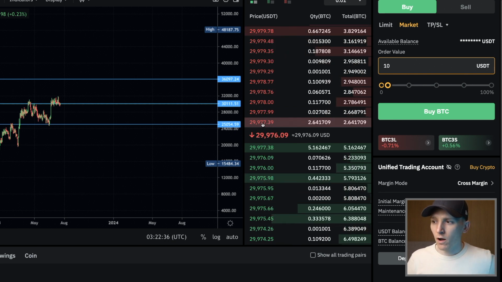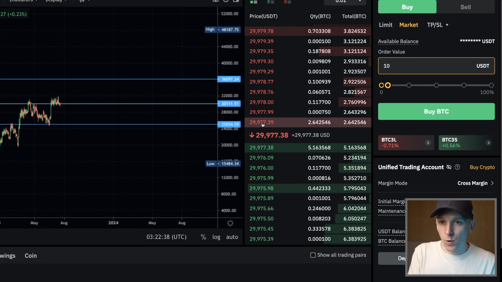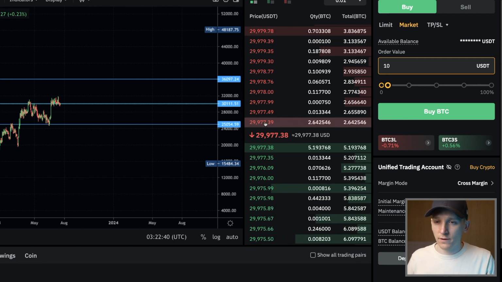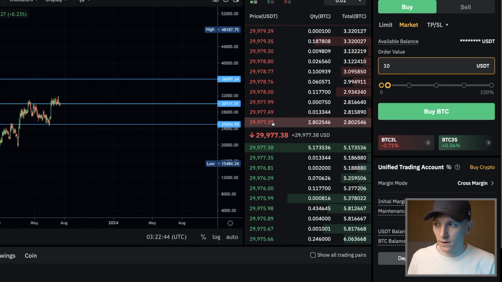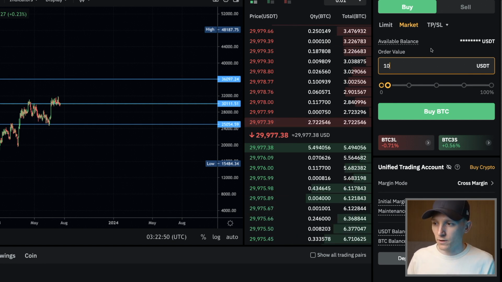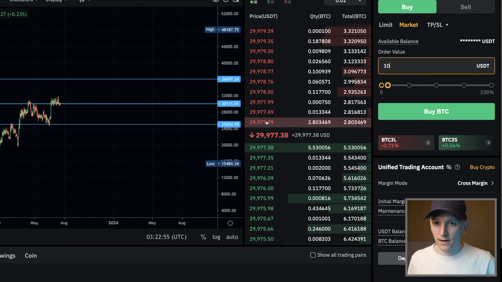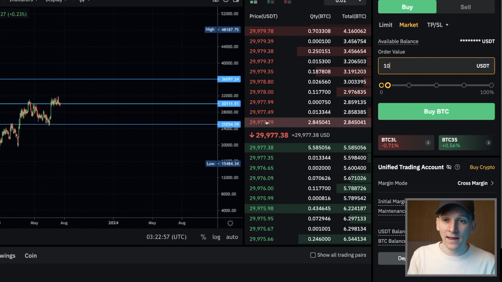So you are taking someone else's liquidity. They have shown their order to the market. They are a seller at 29,977.39. Because they've shown their order to you and you are taking their liquidity with a market order, that's what you're going to pay. You can't pay down here because you're taking their liquidity. That's what's known as being a taker.